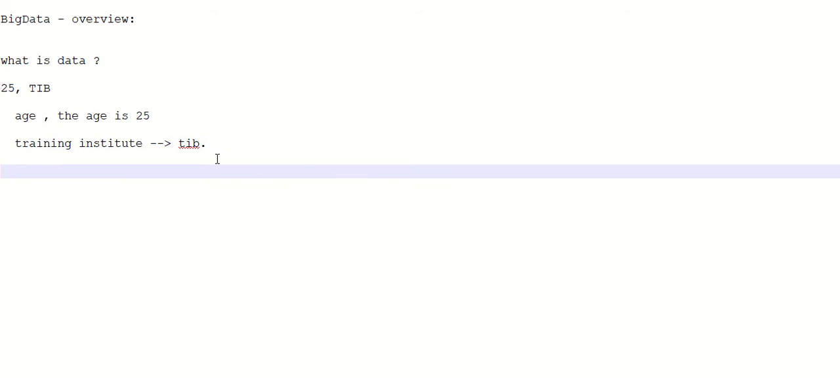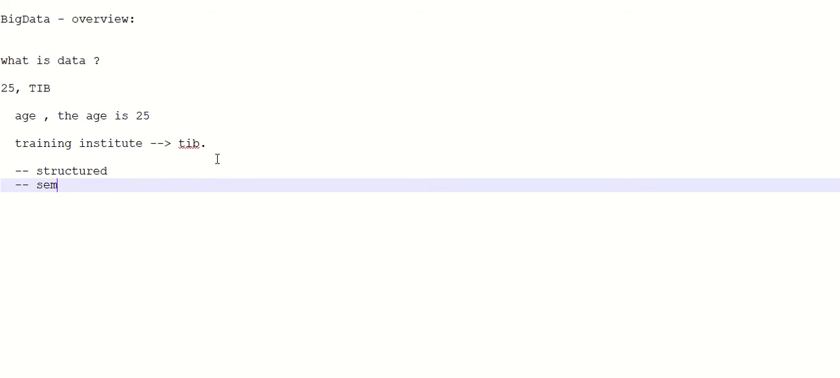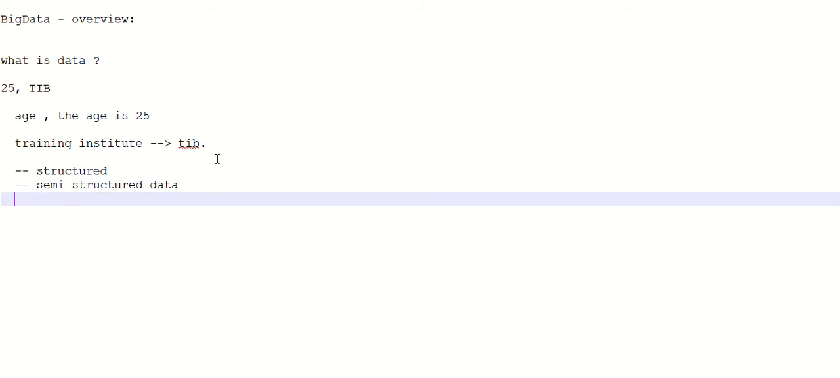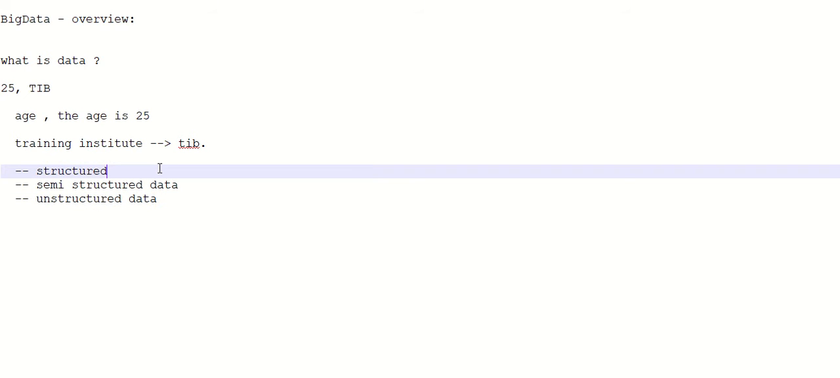So when I say data, actually there are three varieties of data we store in our day-to-day life: structured data, semi-structured data, unstructured data. When I say structured data, it's nothing but the traditional data that we are storing and processing.